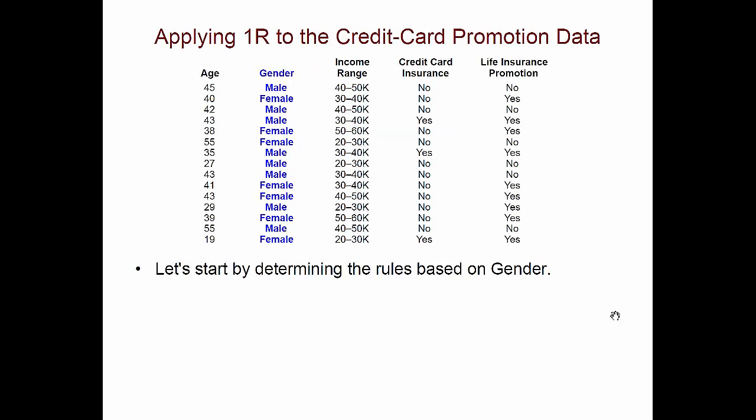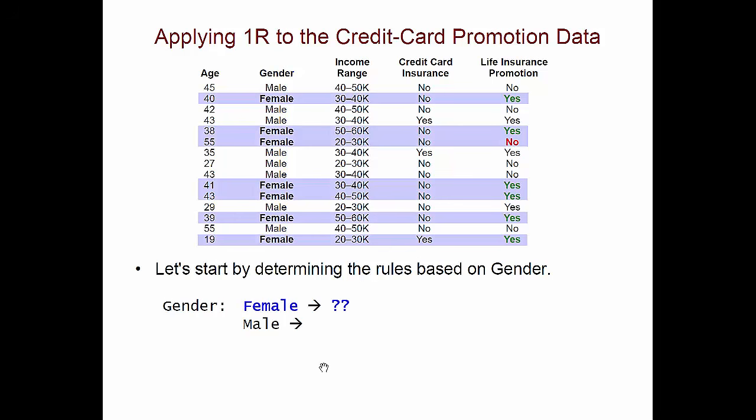So let's start by determining the rules based on gender. So here's how it works. We're going to say, okay, how many different values of gender are there? So in this case, there's just 2, and therefore we're going to need to have a rule that looks like this. For each value of the input, we're going to predict the value of the output. And the way we determine the prediction is by actually looking at the training examples that have each of those input values.